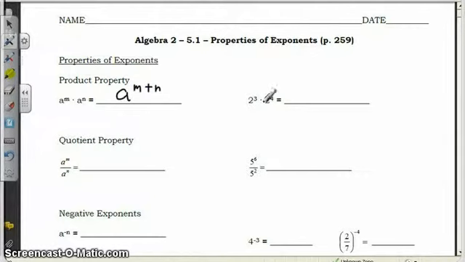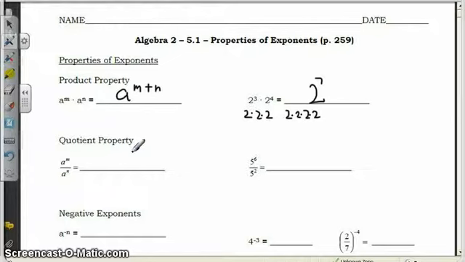So this example is 2 to the 7th. You can kind of think of it the long way, like 2 to the 3rd would be 2 times 2 times 2, and then 2 to the 4th would be 2 times 2 times 2 times 2, so altogether we have 7 of them, and that's why it's 2 to the 7th.